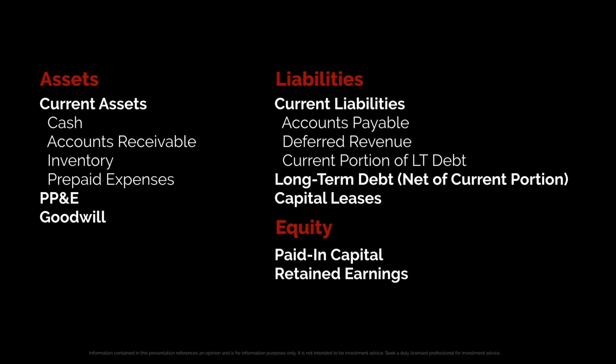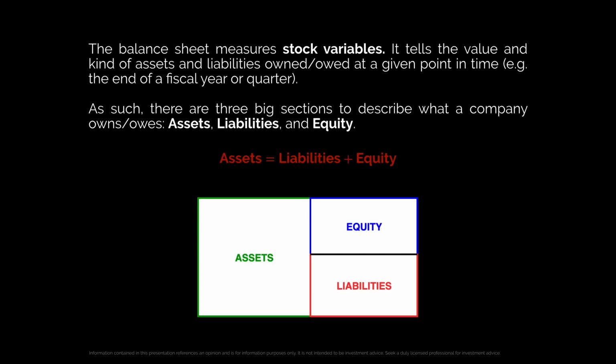Now, we want to move on to our second financial statement for this video, which is the balance sheet. Next week, we'll go over the cash flow statement, which will be our final financial statement. So the balance sheet is a statement that effectively shows a snapshot of the current assets, liabilities, and book equity of a company. So what does that mean? The balance sheet measures stock variables. It tells the value and kinds of assets and liabilities that are owned at a given point of time.